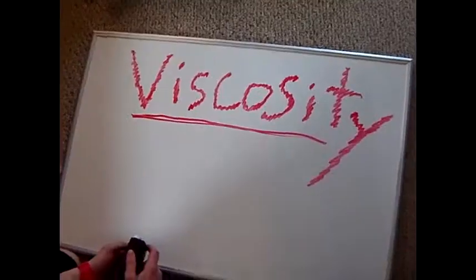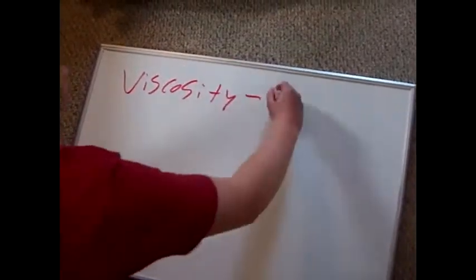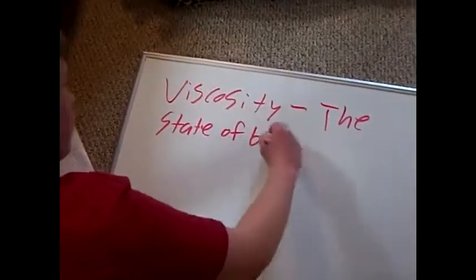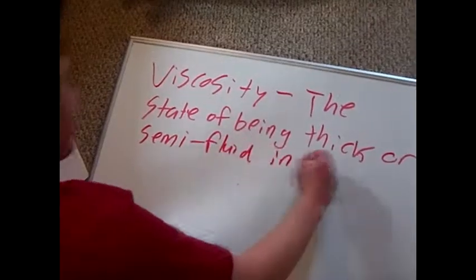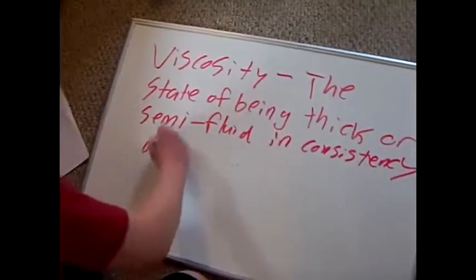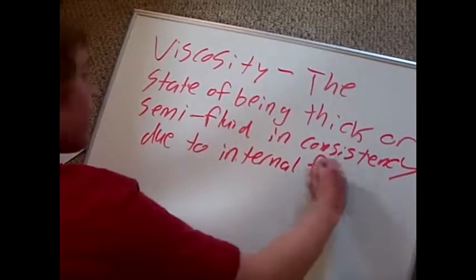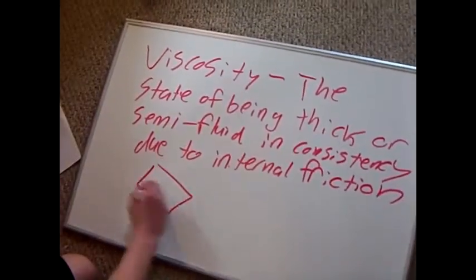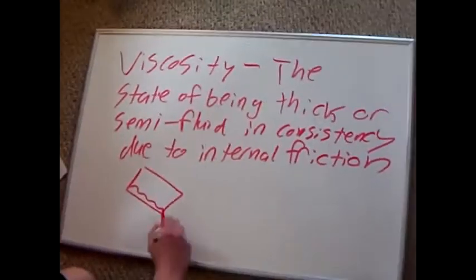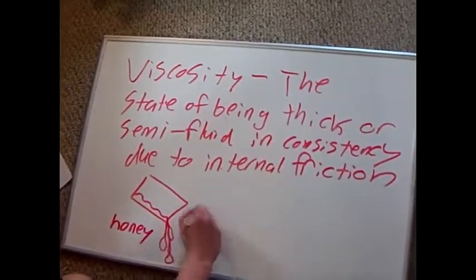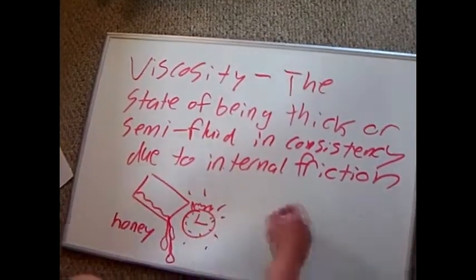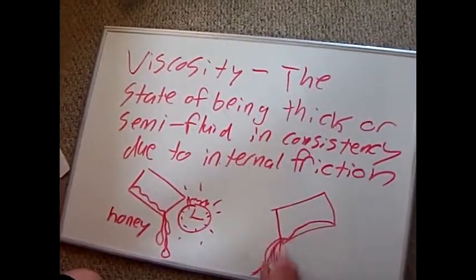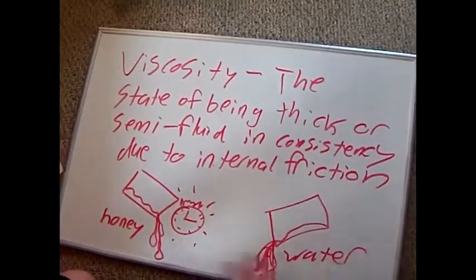Let's do it. So fluid mechanics, different than fluid dynamics, is the branch of physics that studies fluids such as liquids, gases, and plasmas, and the forces on those fluids. Fluid mechanics can be divided into fluid statics, fluid kinematics, and fluid dynamics. We are focusing on fluid dynamics, which is the study of the effect of forces on fluid motion. Viscosity, the state of being thick or semi-fluid in consistency due to internal friction.